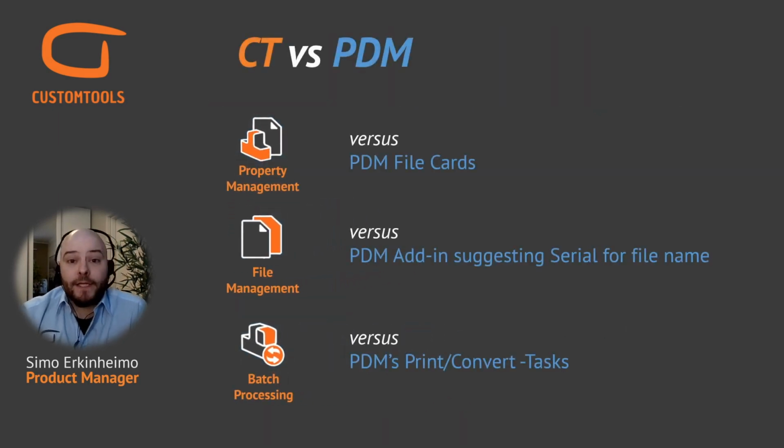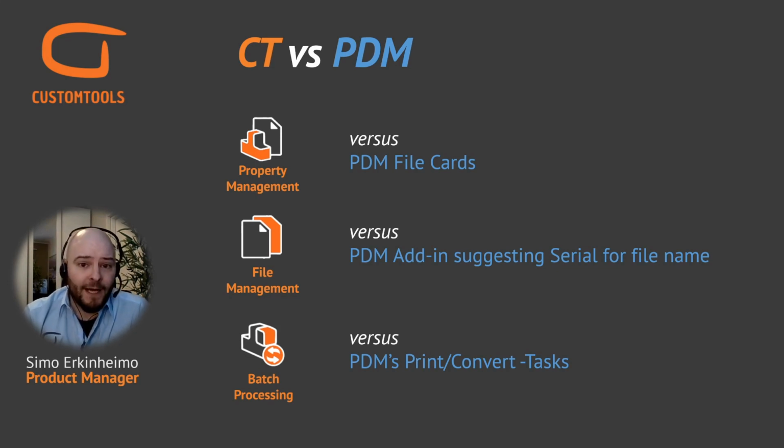And let's also address the obvious with these three. PDM has file cards, and the PDM add-ins for SOLIDWORKS can suggest file names based on PDM serials, and there are also print and convert tasks in PDM that can do printing and converting, which is also something that our batch processing does. Just like PDM does searching and collaboration better than custom tools, with these three we are simply light years ahead. Of course, we can still integrate seamlessly with the file cards, and we can utilize PDM serials for file naming too. But we are not trying to take those things away. The live demo will clarify these things more.